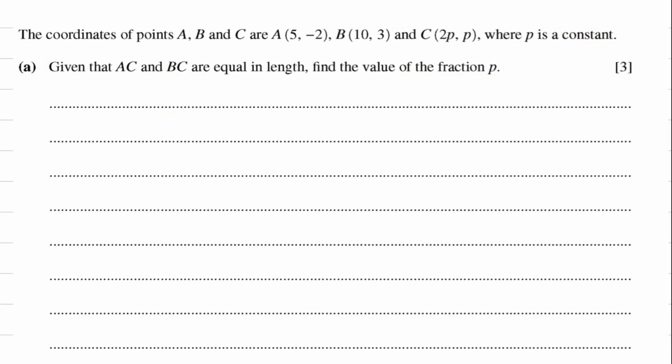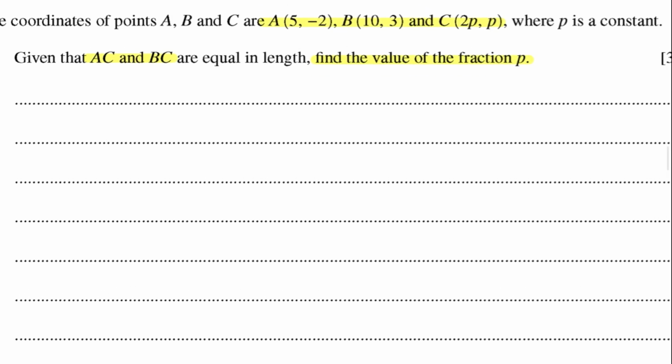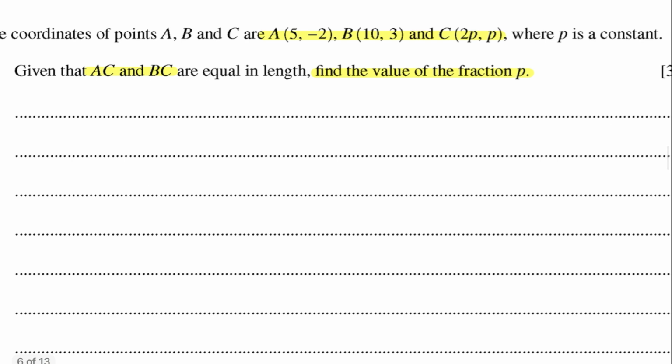Here we have 3 points, A, B, and C. The first question is, given that AC and BC are equal in length, find the value of the fraction P. So, because we know that AC and BC are equal, we can use the formula of the distance between 2 points. The first one, let's focus on A and C first.